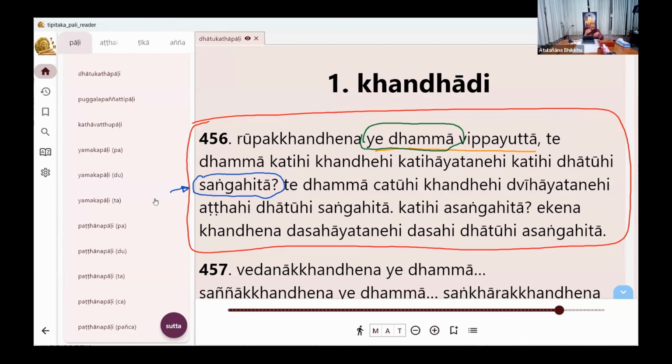In method number 8, it was Vipayutta here, but in this case, it is Sanghita. So the answer is given as Te Dhamma Chatuhi Khandehi Dvihayatanehi Atthahi Dhatuhi Sanghita. And it says Katihi Asanghita, Ekena Khandena Dasayatanehi Dasahi Dhatuhi Asanghita. So here is the difference, right? In the 14th method, we find Sanghita and also we find the Asanghita. So that's the difference here.